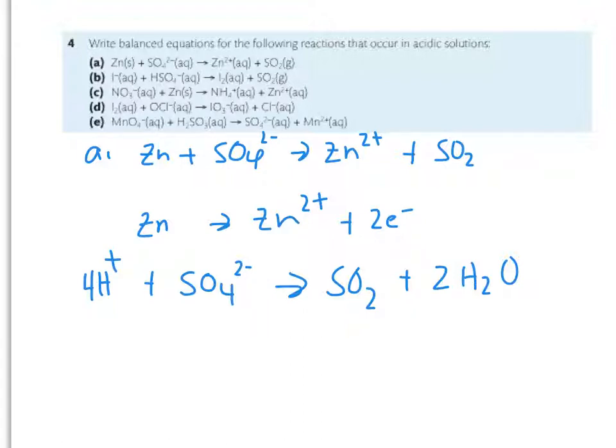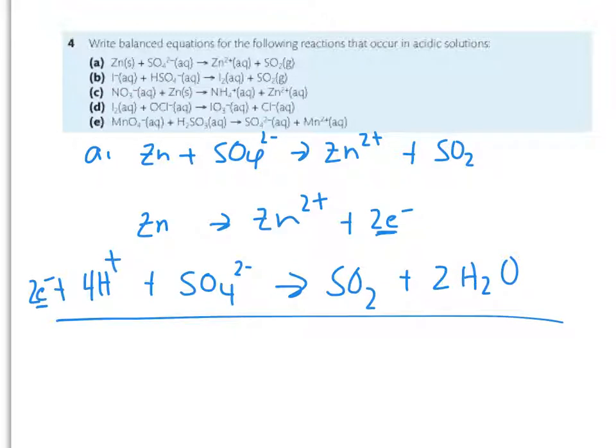At this point, then, I need to look at my charge and figure out which side needs the electrons in order to balance the charge. The product side has 0 charge overall, but the reactant side has an overall +2 charge and needs 2 electrons to balance it. Now, when I compare the two reactions, before I can add these 2 half equations, I have to make sure the electrons being gained and lost equal, and they do.